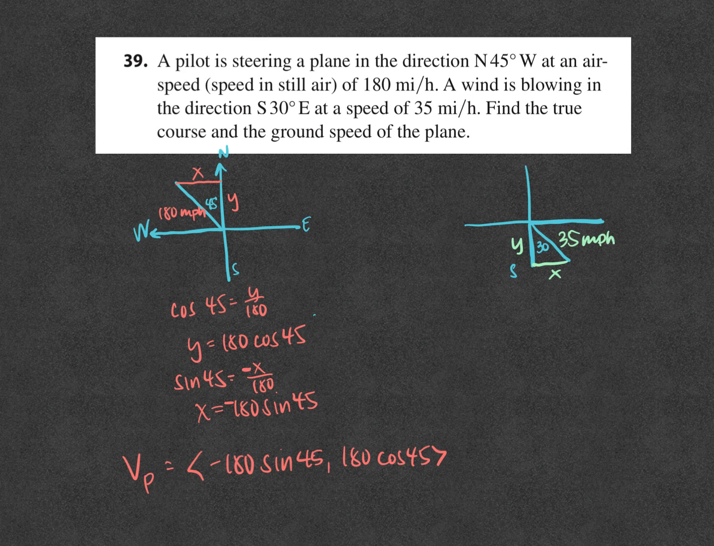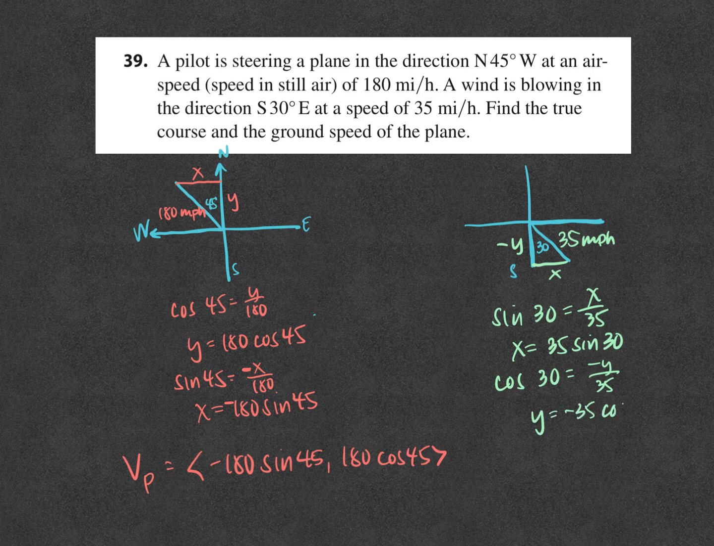So that means that, let's start with sine. Sine of 30 degrees equals x, which is opposite over hypotenuse, x over 35. So x equals 35 sine of 30. And the x is positive. In this case, the y is negative, so keep that in mind. We have cosine of 30 equals negative y over 35. So put the negative on there and say y equals negative 35 cosine of 30.